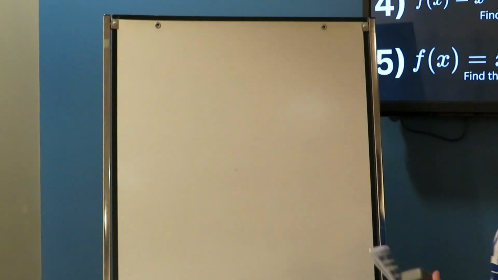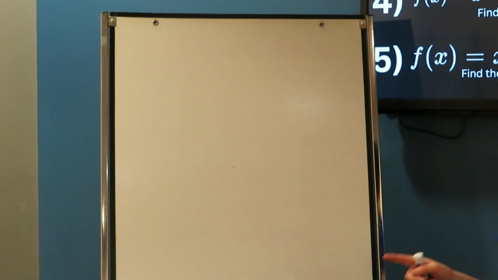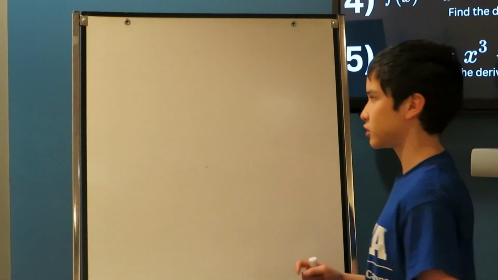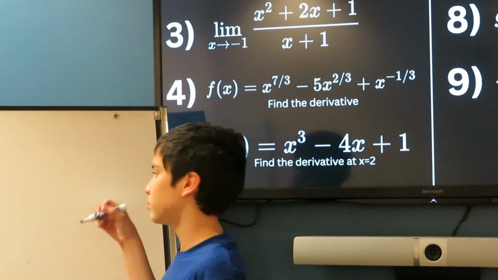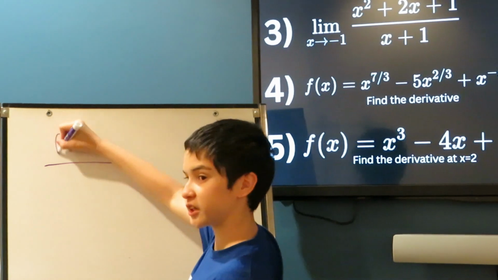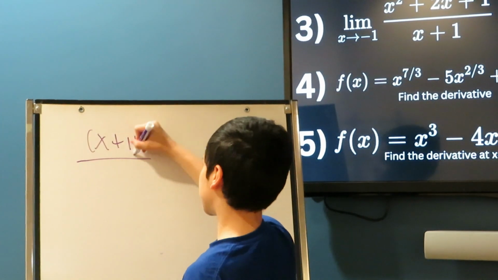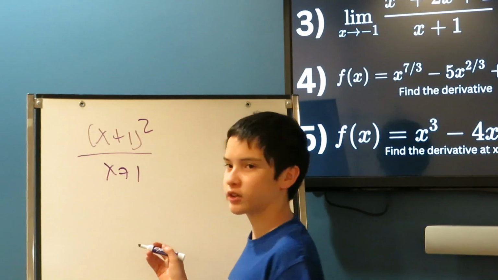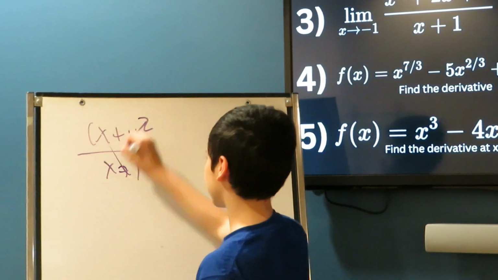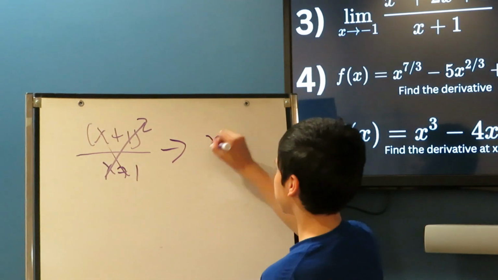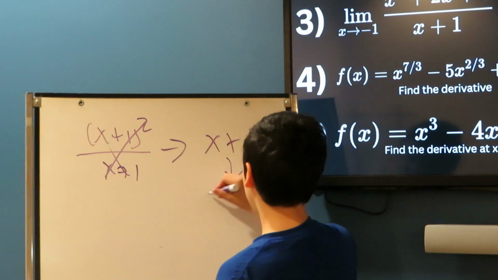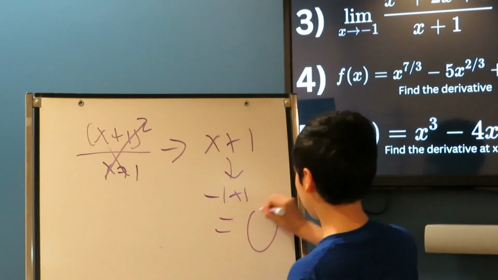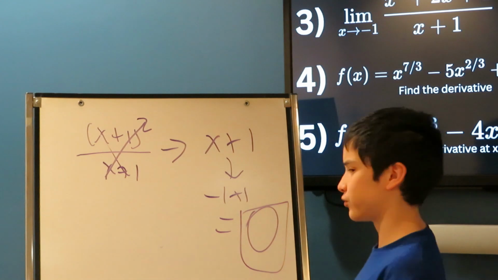For the third question, we also have a limit. If we try to directly substitute in negative 1, we will also get a 0 over 0 answer. So, recognize that this expression is actually a perfect trinomial. We rewrite this expression as x plus 1 squared over x plus 1. So now we can cancel out one factor of x plus 1, and we'll get x plus 1. So now, substituting in x equals negative 1, we get negative 1 plus 1 equals 0. And that's the answer to the third question.